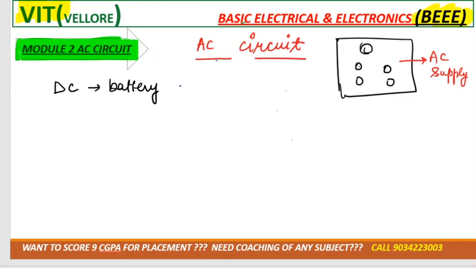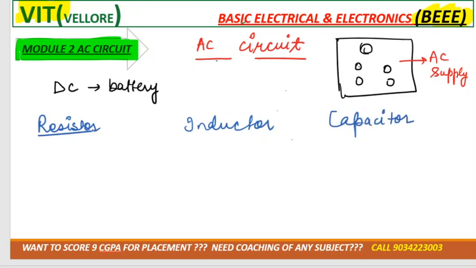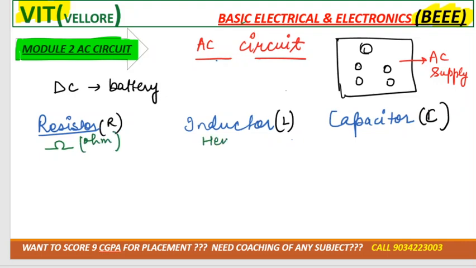Now generally in AC circuits we'll use three kinds of elements. One element is the resistor, another element is the inductor, and another element is the capacitor. Resistor is denoted by R, inductor is denoted by L, and capacitor is denoted by C, right? Resistor's standard unit is ohm, denoted by Ω. Inductor's standard unit is henry, denoted by H. Capacitor's standard unit is farad, denoted by F, right?